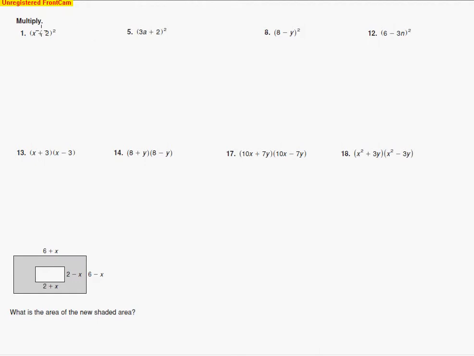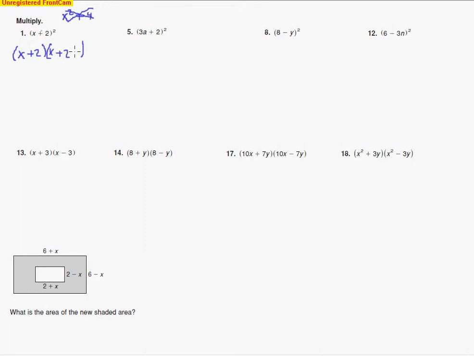When we see a binomial and it's being squared, the common mistake is this. People square both terms. They might get an x squared and a 4, but that's not right, so you don't want to make that mistake. So what you want to do is write out the two binomials that you have being multiplied, because that's what the squared symbol means. It means we're taking this expression inside the parentheses and multiplying it.